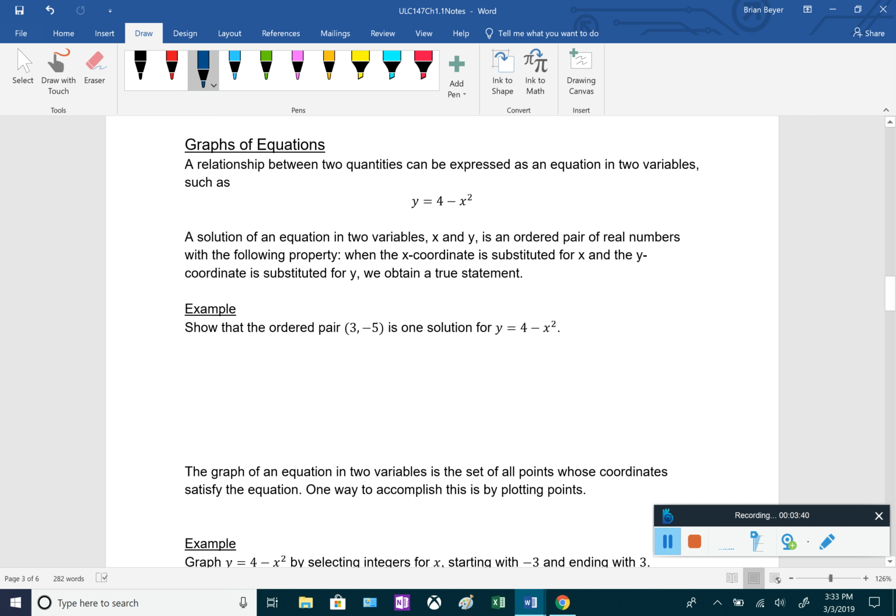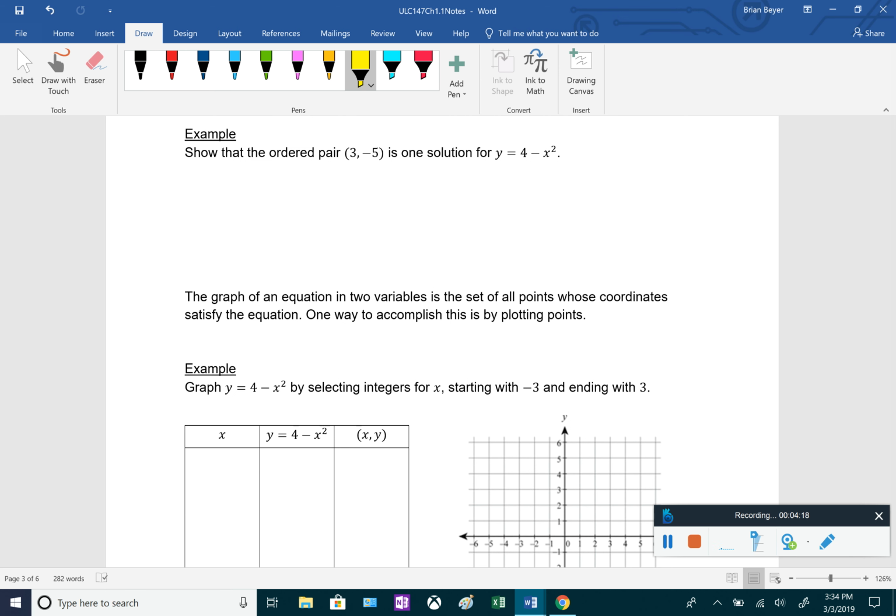So let's extend the use of the rectangular coordinate system, the xy plane, to graphs of equations. A relationship between two quantities, x and y, can be expressed as an equation in two variables. Something like y equals 4 minus x squared. We have an x, we have a y in there, so that is an equation with the equal sign. And a solution of the equation with these two variables is an ordered pair, x comma y, such that when the x coordinate is substituted in for x and the y coordinate is substituted in for y, we end up getting a true statement out.